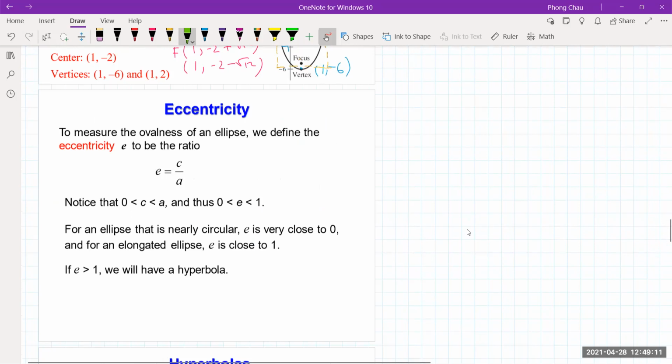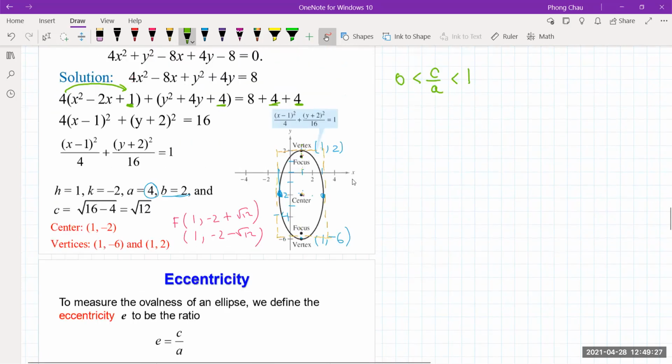Now, in general, E will be strictly smaller than 1. But the extreme case is when E is bigger than 1. So if you imagine E is bigger than 1, that means your C is longer, right? So instead of the two foci, C is the center. But if this one actually moves outside of the ellipse, right? So it's going to be here.